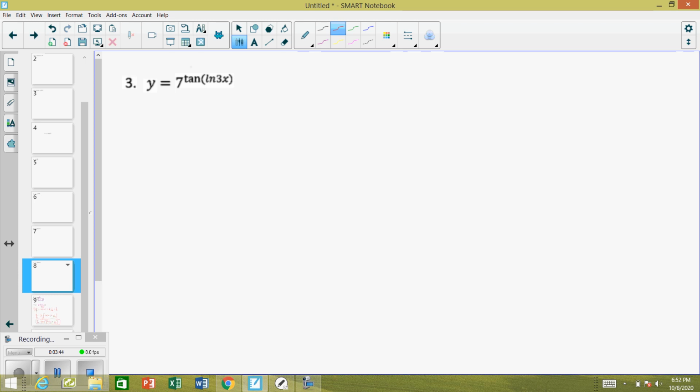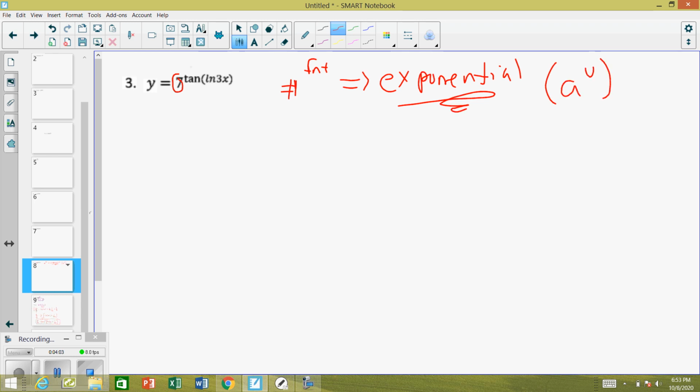Okay, look. First off, this is a number raised to a function. Or another way of saying this is an exponential. We have a rule for taking the derivative of an exponential. Same thing as having a to the u, where a in this case is 7 and u is that function tan ln of 3x. So when we take the derivative, y prime is equal to, remember the steps, just 7 to the tan ln of 3x. So that stays the same.